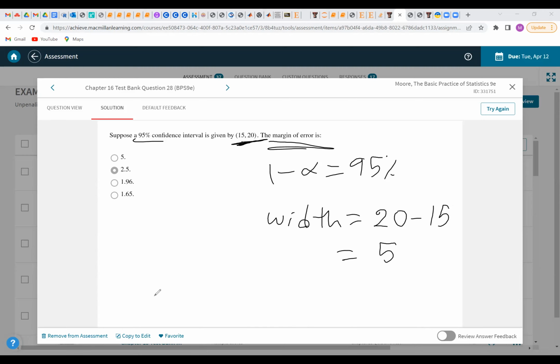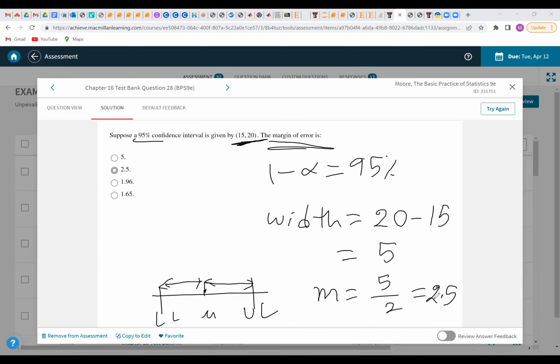Let's say this is our confidence interval. So this is the lower limit, this is our upper limit, and this is our mu. Then the margin of error will be actually this part or this part. So that's half of the width of the confidence interval. So then m will be 5/2, which is 2.5. So that means the margin of error is 2.5.